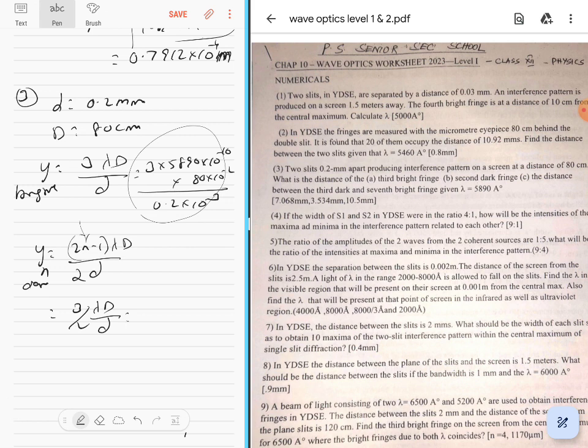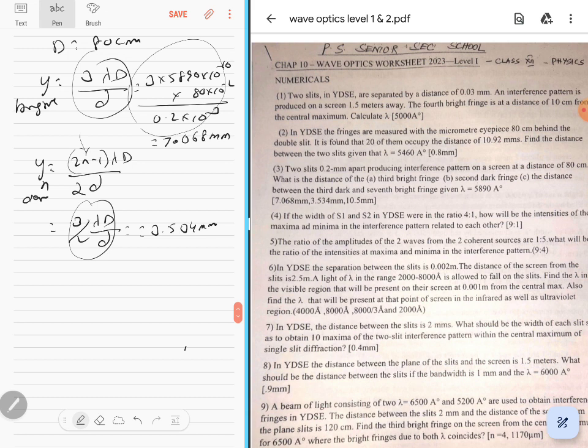I wish I had calculated that. The value of this turns out to be, according to the answer, 7.068 millimeter. So half of it, therefore I won't even calculate, 3.534 millimeter. Half of it, which is obvious, no? Because it is 3 by 2 into lambda into capital D by small d, compared to 3 into lambda into capital D by small d. So it makes sense, so I would do that.